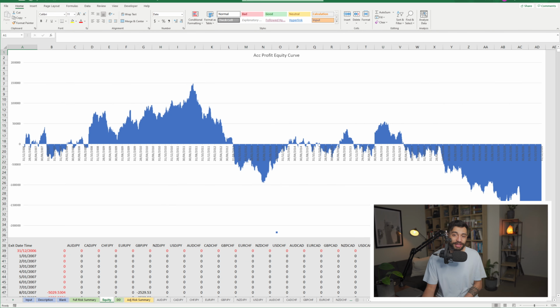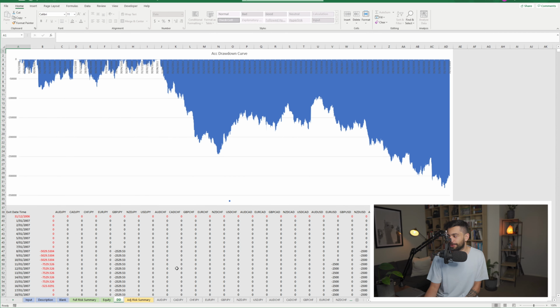So just for those people out there, this is the equity curve. What a dud. Drawdown. So that just goes to show, make sure you do your DD. Please do your DD. So there you have it, everybody.